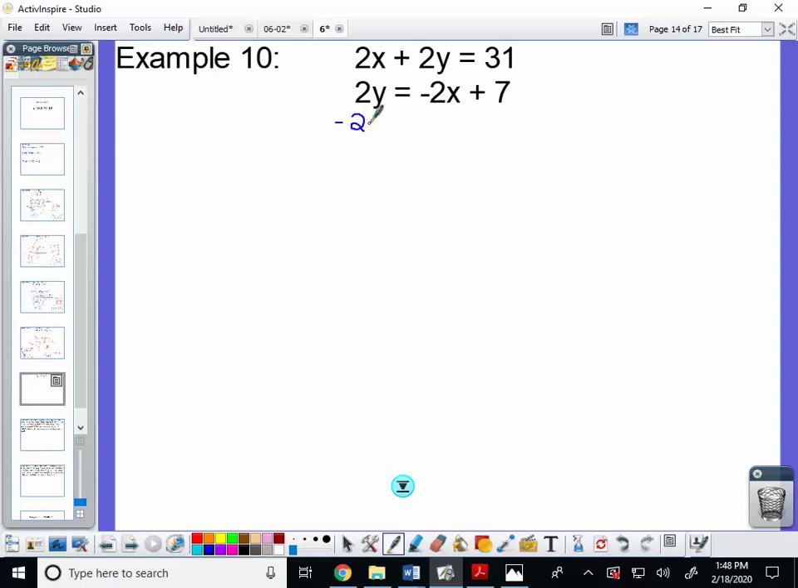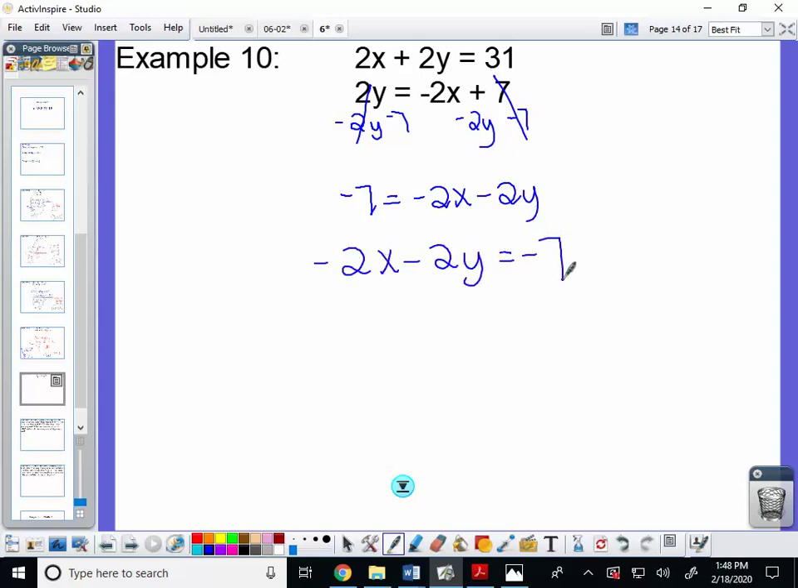Let's subtract 2y. And I'm going to move 7 over to the other side. When I do that, I have negative 7. Those are gone. Equals negative 2x minus 2y. Now, I need to make a switch, don't I? What property says I can flip-flop the right and left sides of the equation? Not reflexive. Reflexive is the same on both sides. Symmetric. Yes, symmetric. I'm just going to use the symmetric property to flip-flop the right and left side. So it's negative 2x minus 2y equals negative 7.